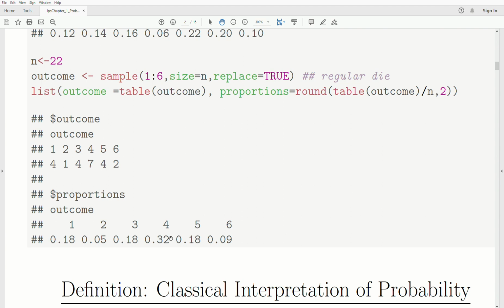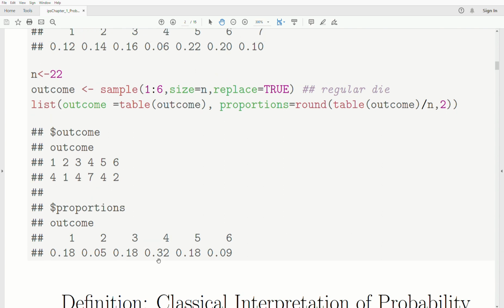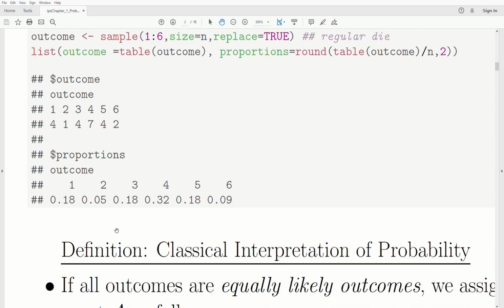Okay, so already you can see that the frequency interpretation of probability is not always very accurate, but it can be shown that the larger sample size you take, the more accurate these frequencies are to the true probabilities.